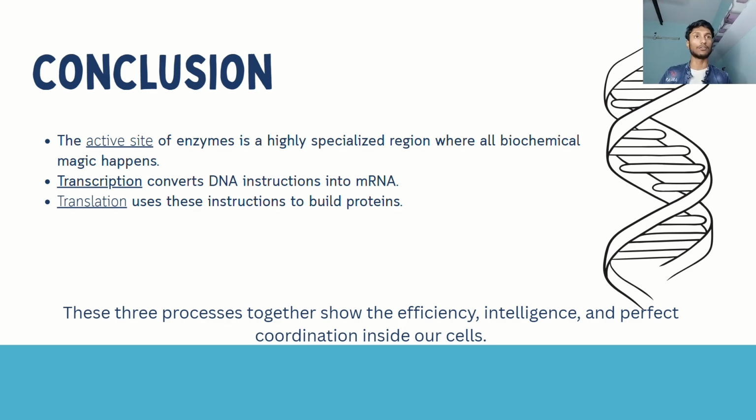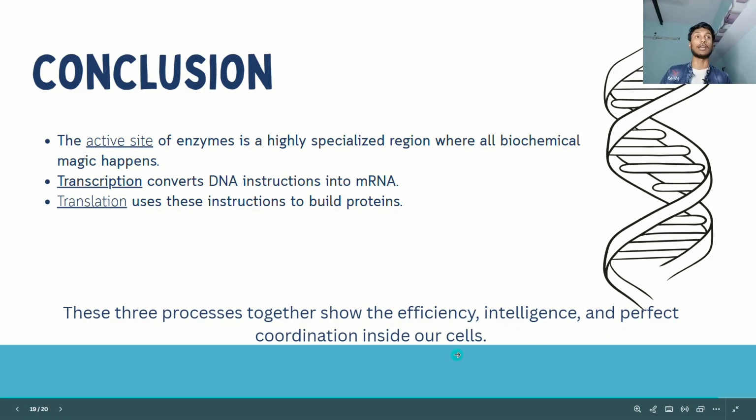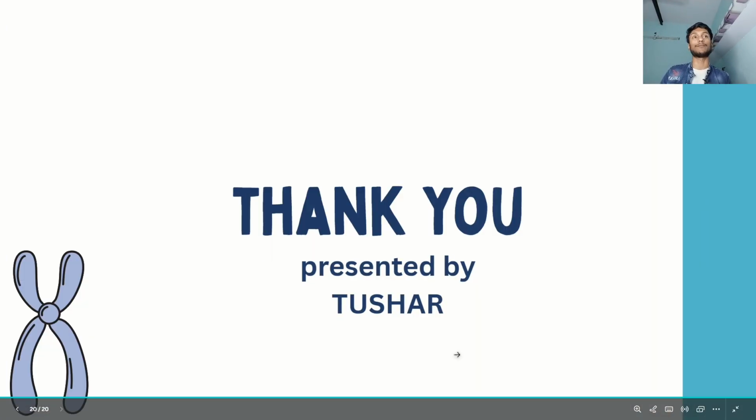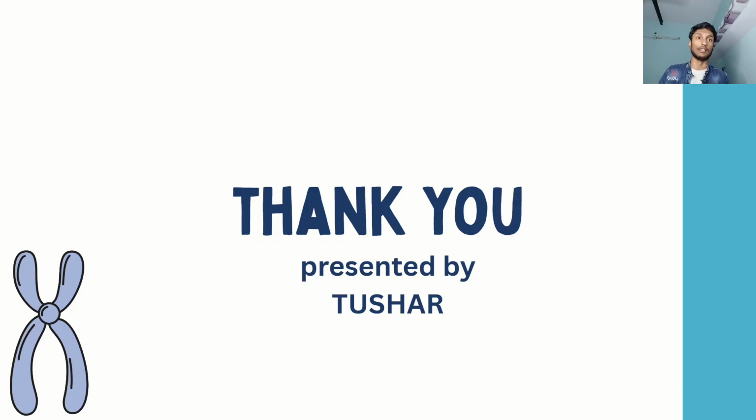So the final conclusion is that the active site of an enzyme is a highly specialized region where all the biochemical magic happens. Transcription converts DNA instructions into mRNA. Translation uses these instructions to build proteins. These three processes together show the efficiency, intelligence and perfect coordination inside our cells.